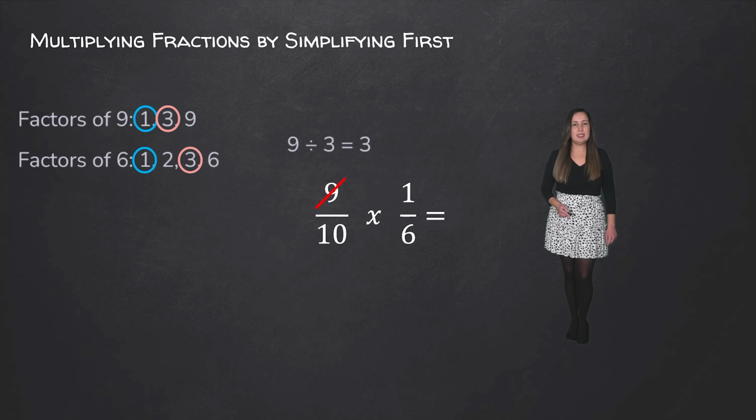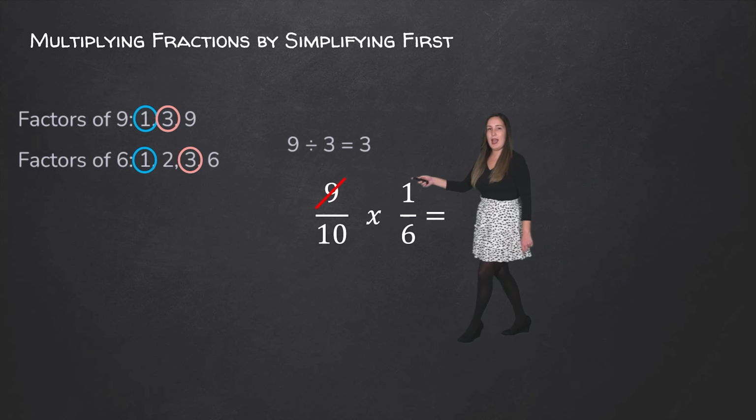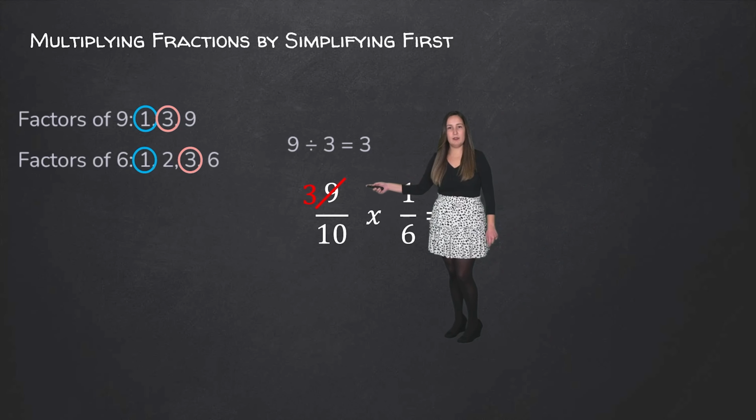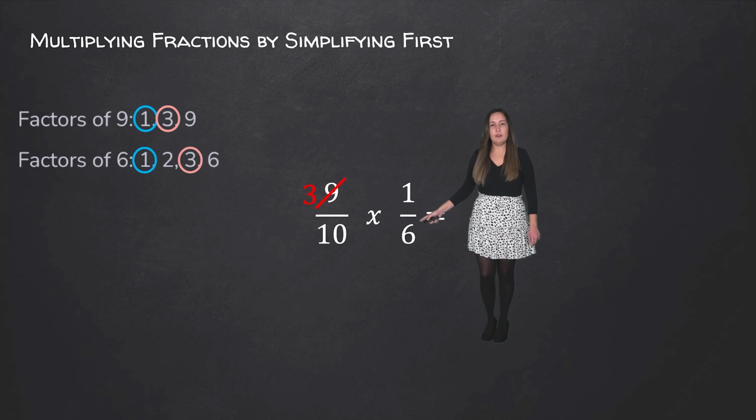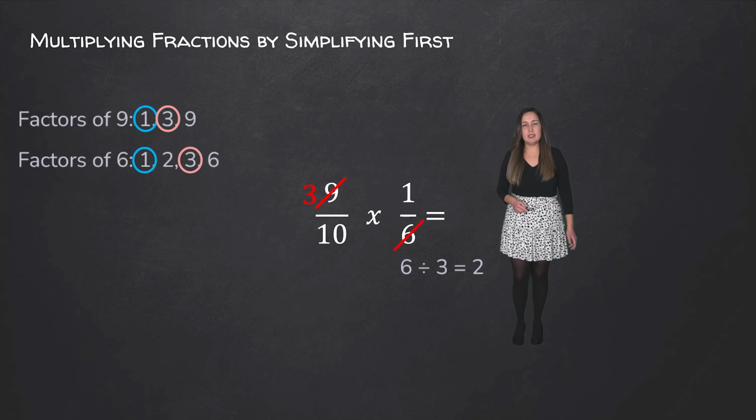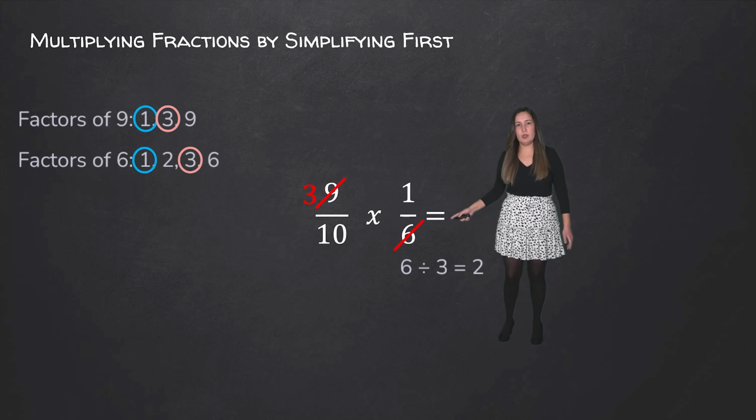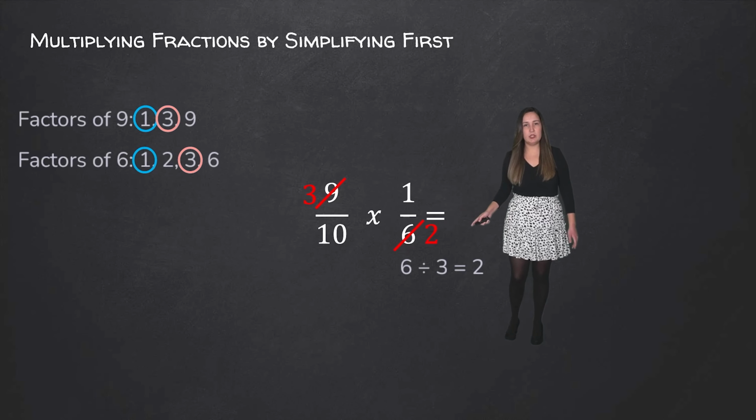So 9 divided by 3 is equal to 3. So we're going to cross out the 9 and instead write the 3, which is the answer we got here when we divided by 3. And then for the 6, we're going to do 6 divided by 3. And 6 divided by 3 is equal to 2. So we cross out the 6 and we're going to write a 2 here.